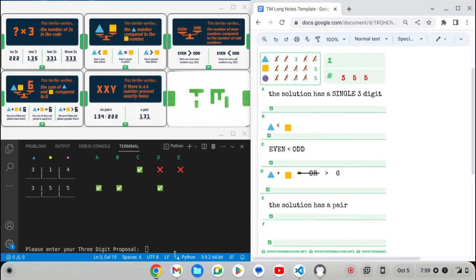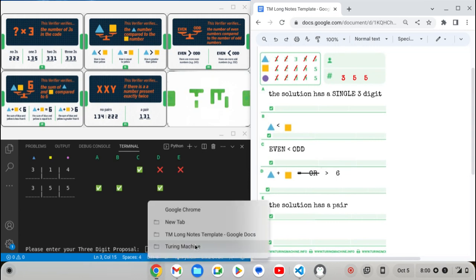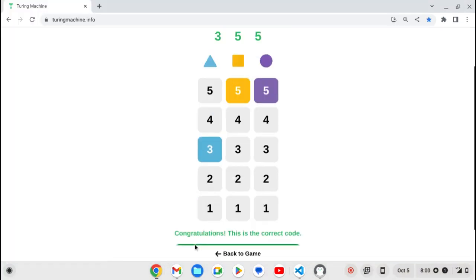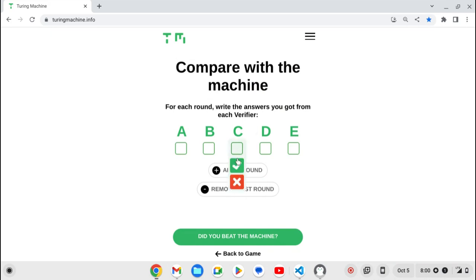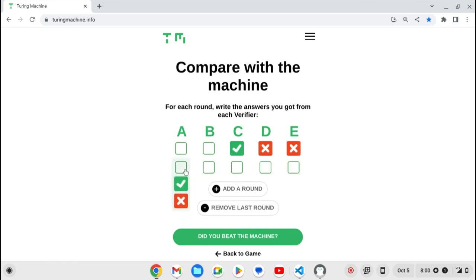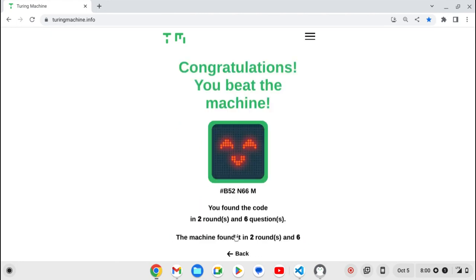So let's go ahead and type that up. So C, D, E in the first round. So C was correct, D was incorrect, and E was incorrect. And then we did A and B, and then D was correct in the second round. Okay, so we tied. So that was a close one. But a tie is still a win, so that worked out.